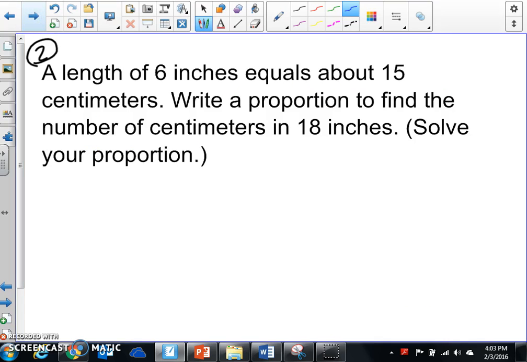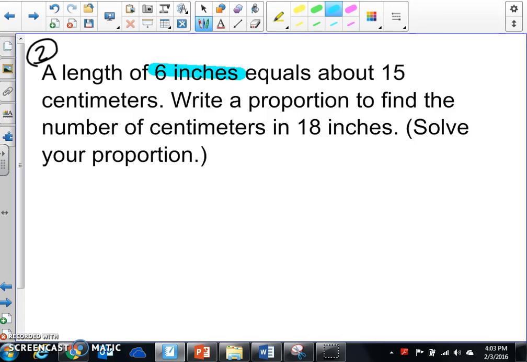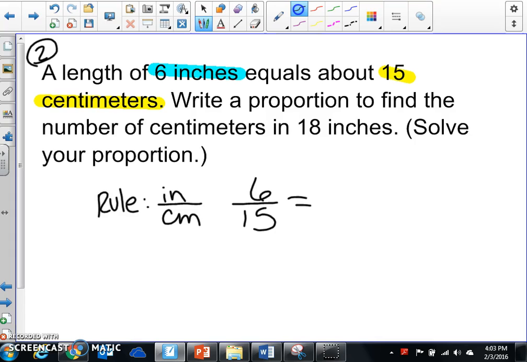A length of 6 inches equals about 15 centimeters. Write a proportion to find the number of centimeters in 18 inches, and then you need to solve. All right, so we have 6 inches and we have 15 centimeters. So our rule is going to be inches over centimeters. So my first ratio is 6 over 15, and then if I look at the rest of it, it says 18 inches. Inches is on top, so that's 18. So this is just my proportion.